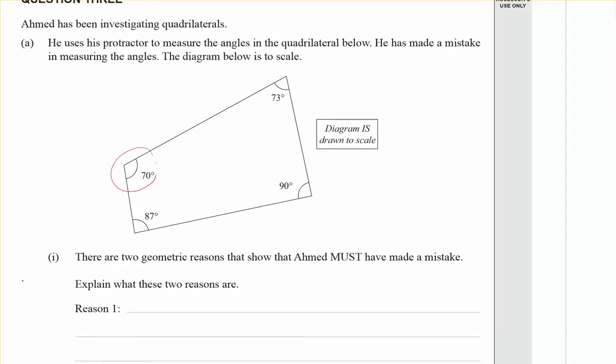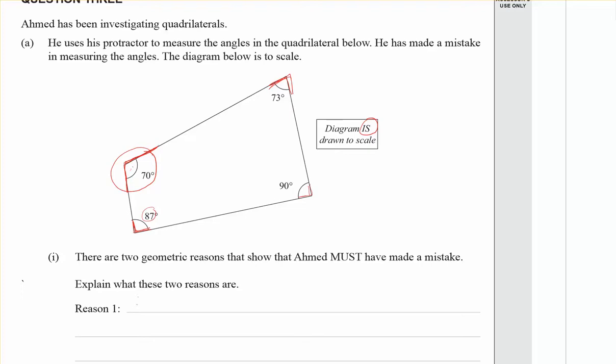Well, clearly this angle here does not look like 70 degrees. 70 degrees is an acute angle, less than 90, and this angle here is clearly more than 90. It is drawn to scale, so if you have a protractor you could check that. In fact, you could check all 4 angles with your protractor. This probably looks 90, and this is very close to 90 but still acute, and 73 is acute, less than 90, so this is clearly the mistake.